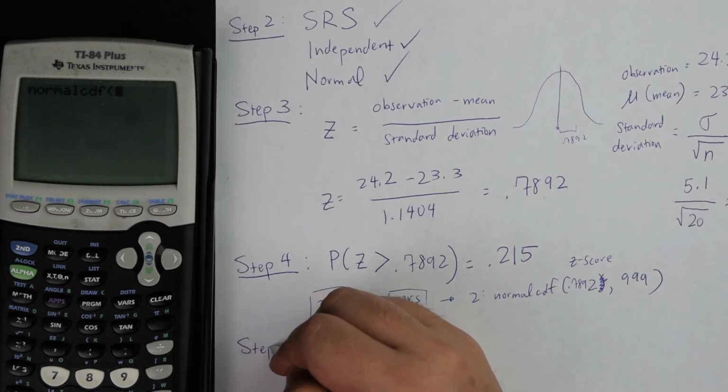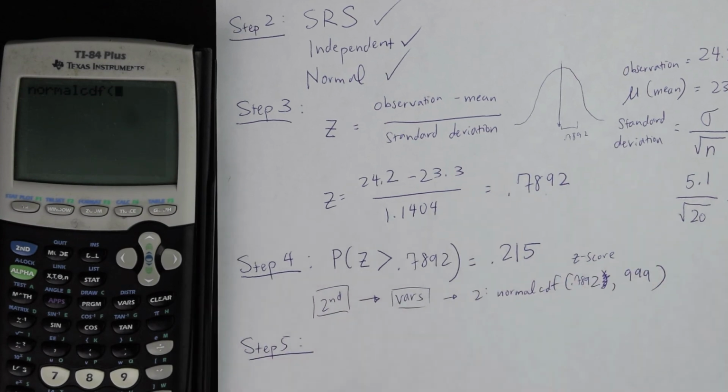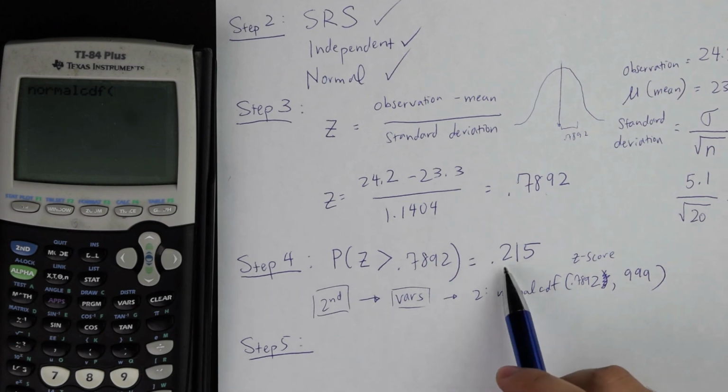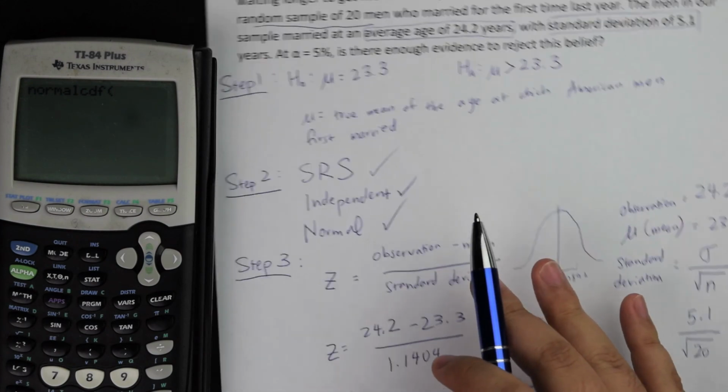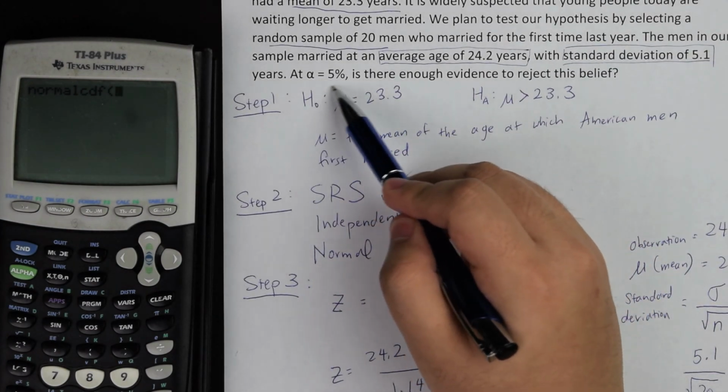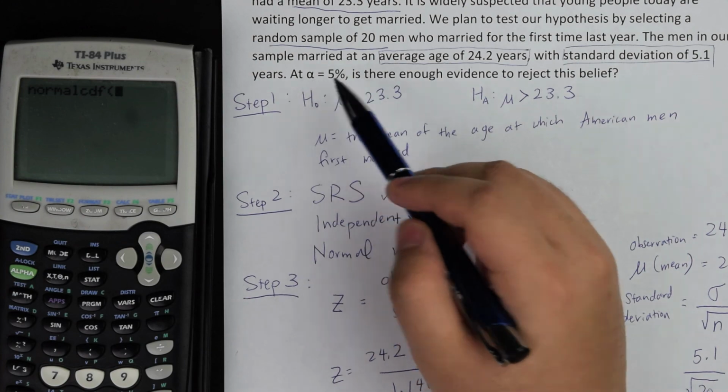Step 5 is my conclusion. And what does this 0.215 mean? That means that there's a 21.5% chance of this occurring, that people are actually older than what the average is. And now we're going to state that this is not significant, because 0.215 is not lower than what we are trying to prove. It's not lower than 0.05 or 5%.